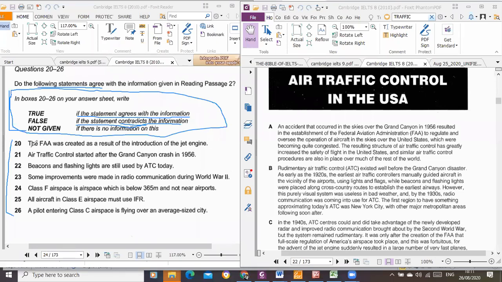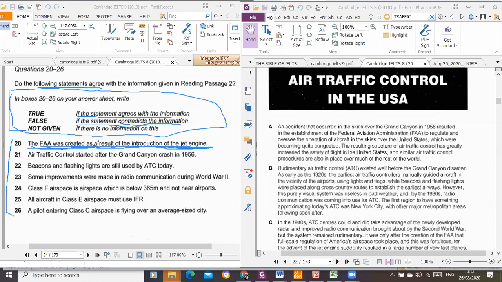Now, the question: the FAA was created as a result of the introduction of the jet engine. This statement will be true if there is information in the passage that says the FAA was created as a result of the introduction of the jet engine. It will be false if the jet engine came before the FAA creation. It will also be false if the FAA was created as a result of something other than the introduction of the jet engine. All right? And it will be not given if there was no information about what led to it.